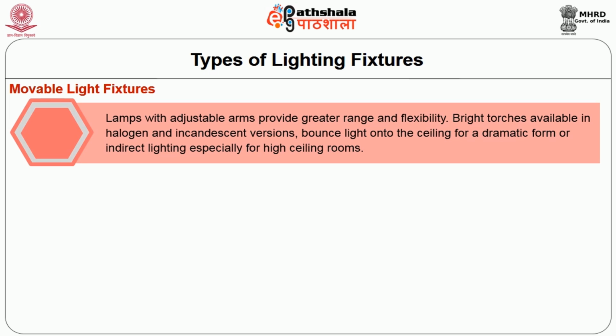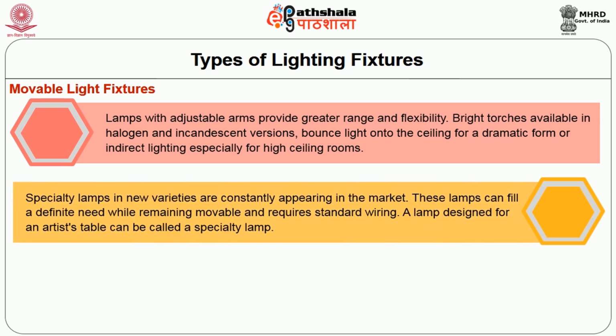Bright torches available in halogen and incandescent versions bounce light onto the ceiling for a dramatic form of indirect lighting, especially for high ceiling rooms. Specialty lamps in new varieties are constantly appearing in the market. These lamps can fill a definite need while remaining mobile and requiring standard wiring. A lamp designed for an artist's table can be called a specialty lamp.